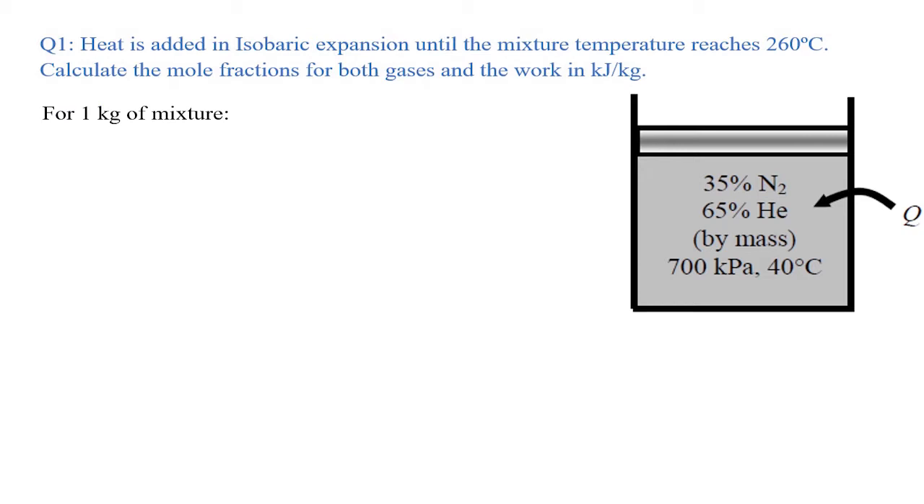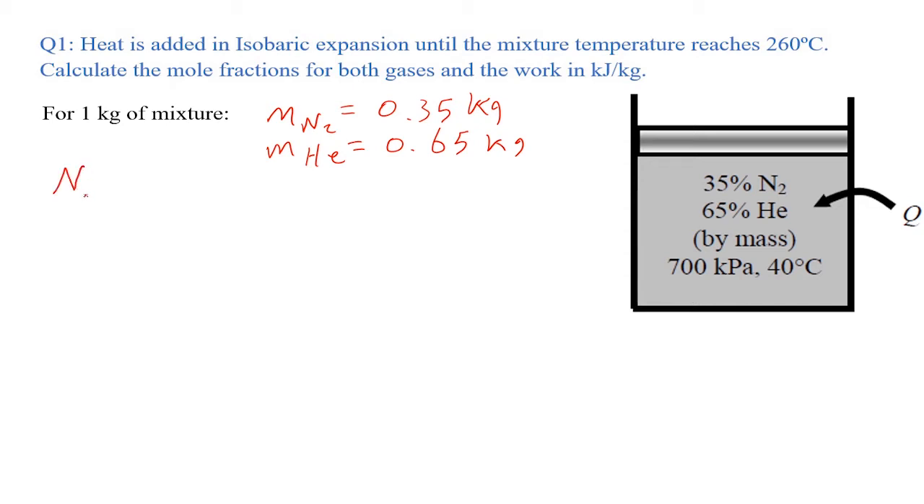So we take the assumption that we have 1 kilogram of mixture. In this case, since 35% is nitrogen, the mass of nitrogen will equal 0.35 kilogram. This is not an absolute value, this is a specific value. So the mass of helium will be 0.65 kilogram. From this we can calculate the moles of nitrogen and helium.